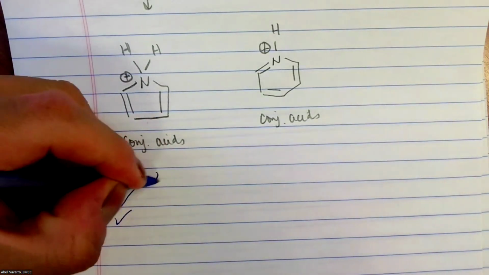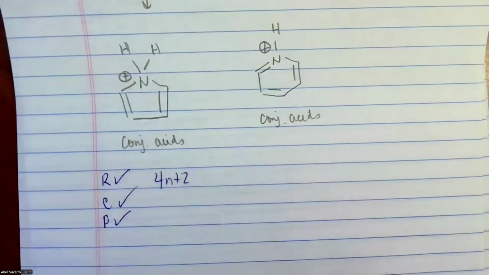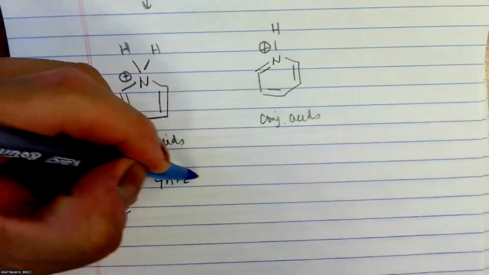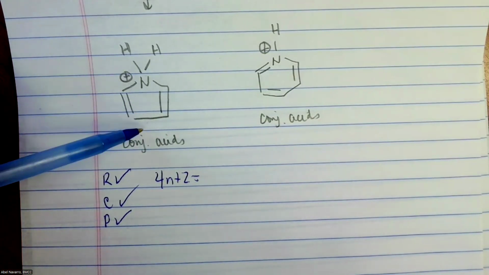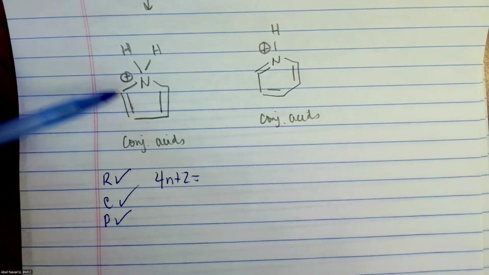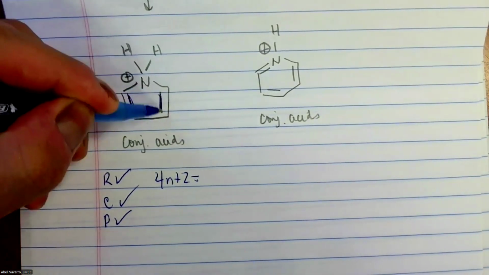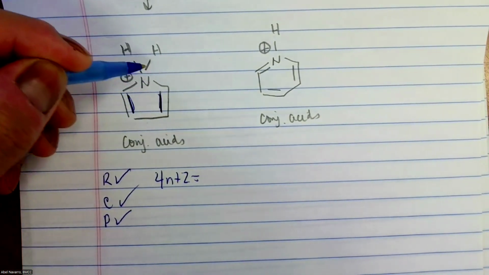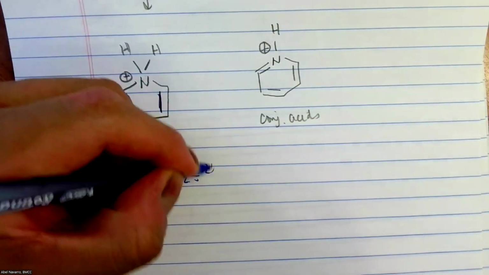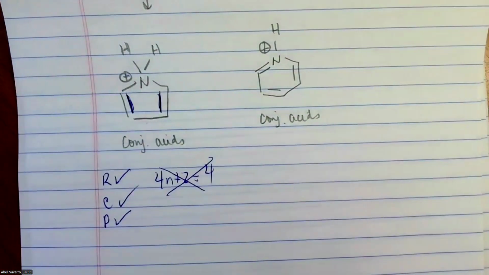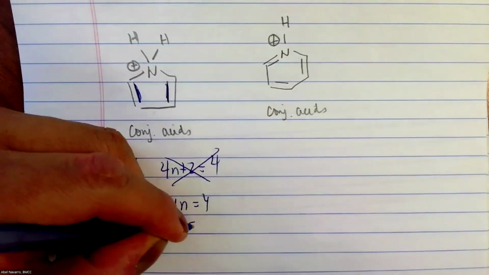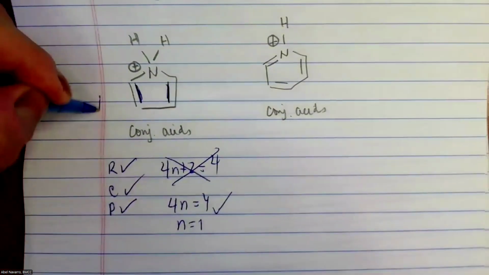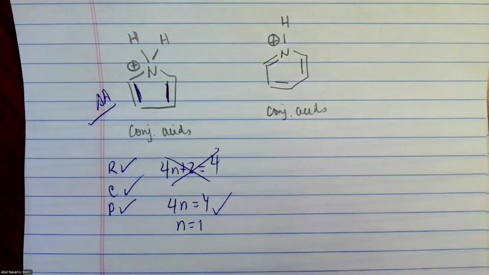So let's apply the aromatic Huckel rule. Number of pi electrons: how many pi electrons do we have in the conjugate acid of pyrrole? You have 2 and 4. Nitrogen doesn't have electrons anymore, so it's only 4. So no, it doesn't follow the aromatic Huckel. But let's see the anti-aromatic Huckel. Yeah, you have the anti-aromatic Huckel. So this compound is actually anti-aromatic.